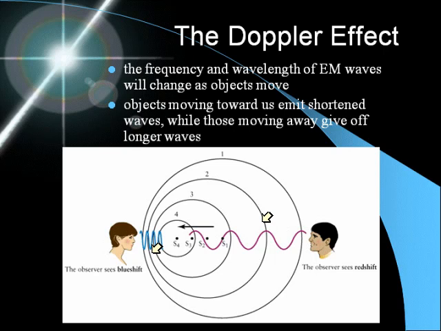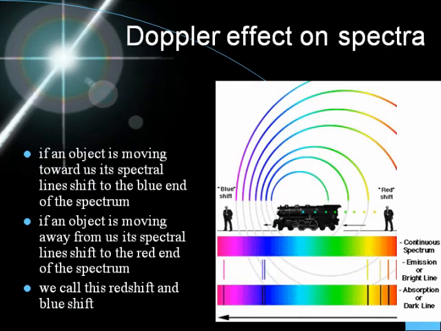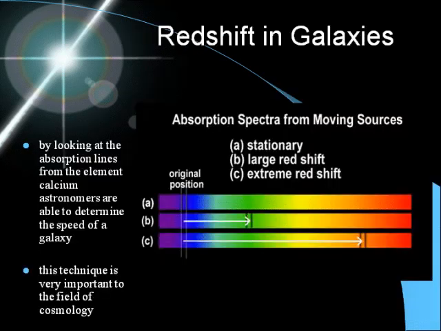So, if we look at the atomic spectra and we identify the presence of certain elements, we can then look at the position of these spectral lines to get another piece of information. Is the object moving toward us? Is the object moving away from us? And at what speed? One of the important uses of the Doppler effect is in the spectra of galaxies.